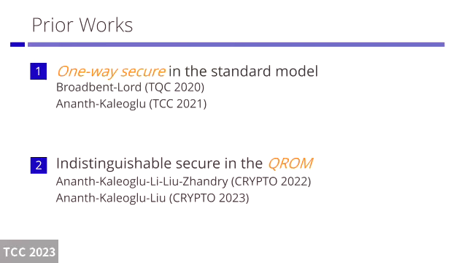So let's briefly see the previous works. Broadbent and Lord presented the first unclonable encryption scheme that satisfies unclonable one-wayness in the standard model. And Ananth and Kaleoglu improved their scheme. And later, Ananth, Kaleoglu, Li, Liu, and Zhandry presented the first unclonable encryption that satisfies unclonable indistinguishability in the quantum random oracle model. And Ananth, Kaleoglu, and Liu also improved their scheme.